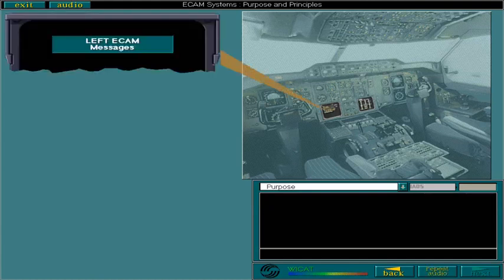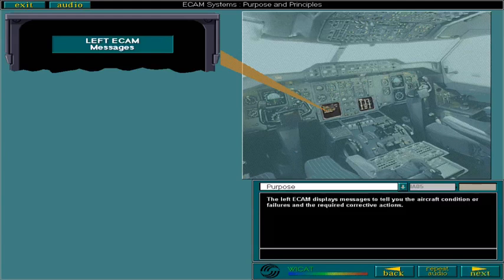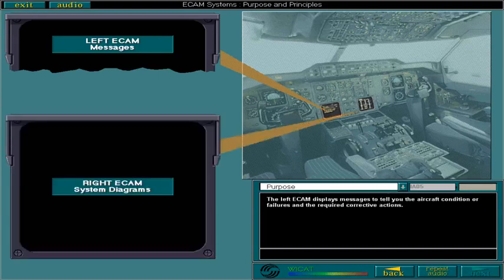The left ECAM displays messages to tell you the aircraft condition or failures and the required corrective actions. The right ECAM automatically shows the most appropriate system diagram, depending on the current situation. In this mode, the systems and the information required to operate them are displayed to you when you need them. Let's see an example.